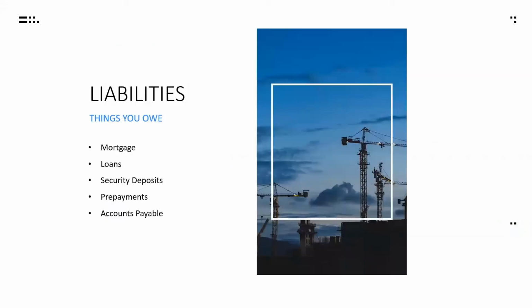Next up, liabilities. These are going to be things that you owe. For example, mortgage, loans, security deposits, prepayments, and accounts payable. Accounts payable is the GL account that is used to track how much money you or your property management company owes to others.